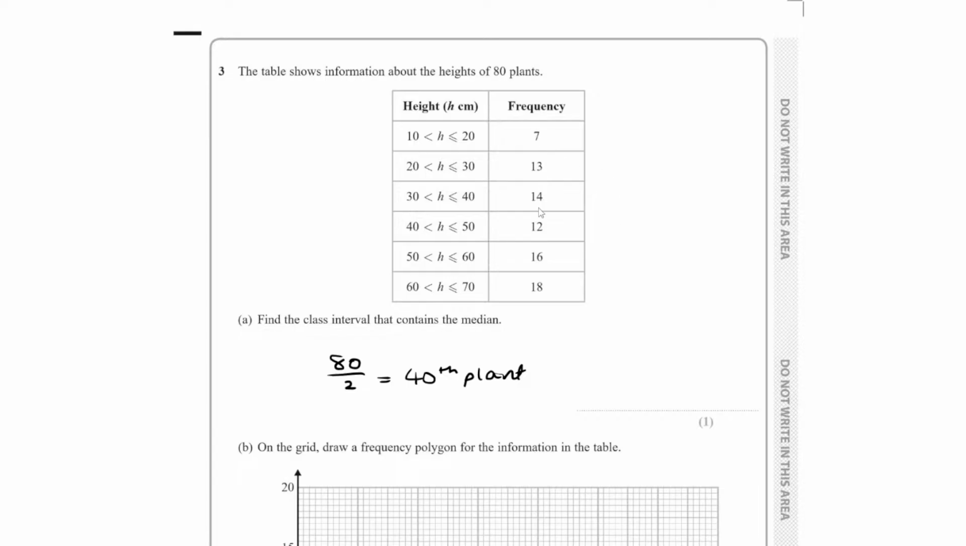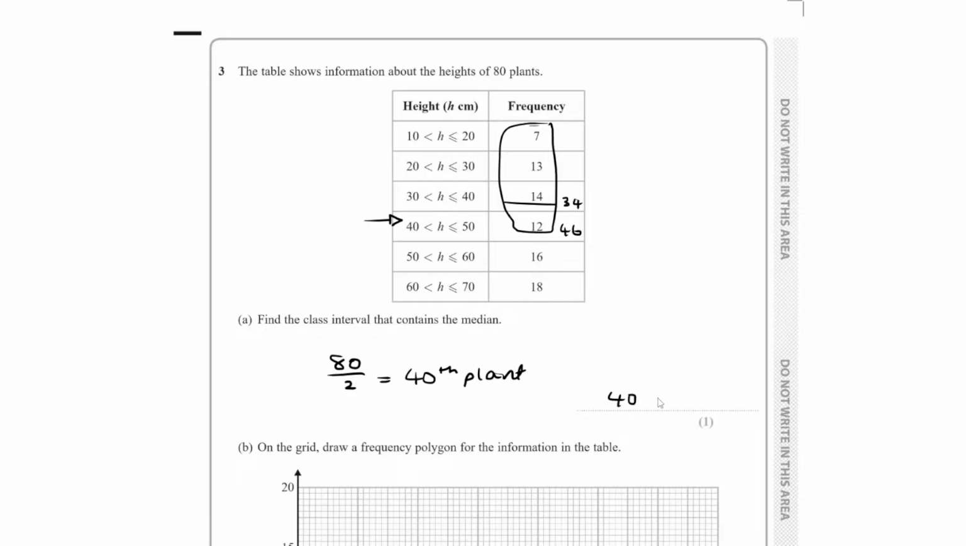So think about this in order. Where would number 40 lie? Well, here is the first 7 of them. Then if I add 13, that's the first 20 plants, isn't it? So still not in either of these two. Then this one here would be the first 34 plants, so still not enough. And then these all together would be the first 46 plants. So this one was up to 34, wasn't it? This one's up to 46. So you see how number 40 would be in this row here.